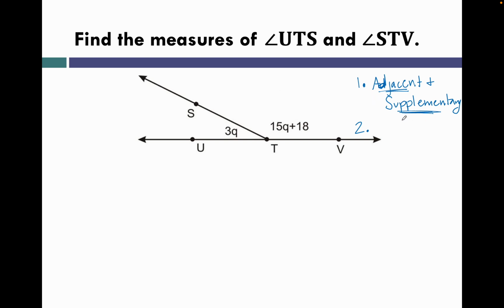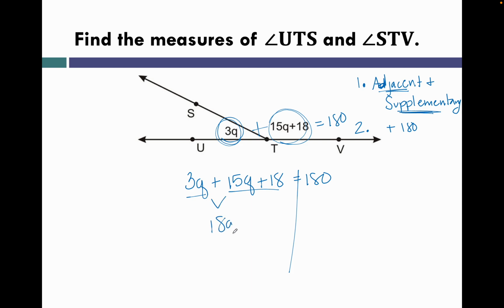Supplementary angles add up to 180 degrees. So we need to show that this angle here and this angle here add up to equal 180 degrees. So our equation is going to look like this: 3q plus 15q plus 18 equals 180 degrees. They're not equal to each other, but they add up to equal 180 degrees.